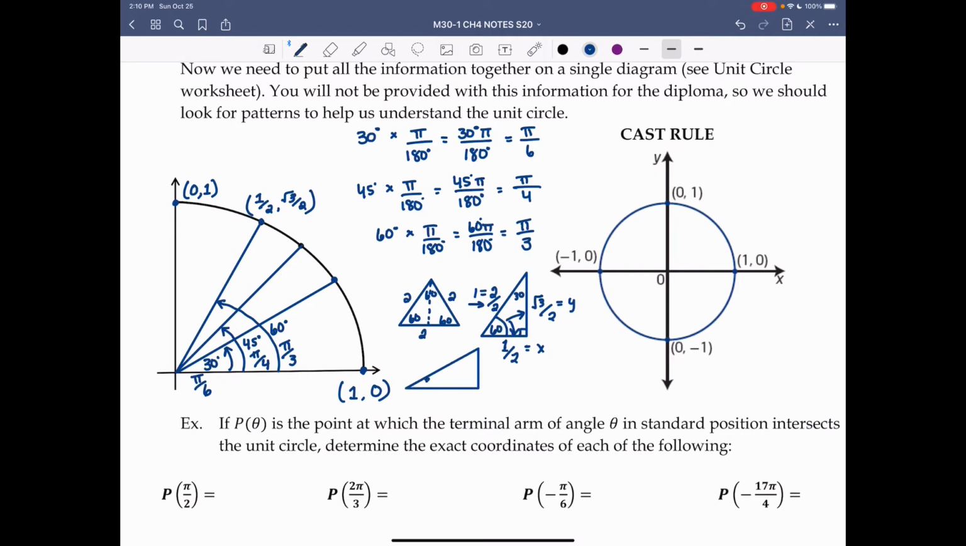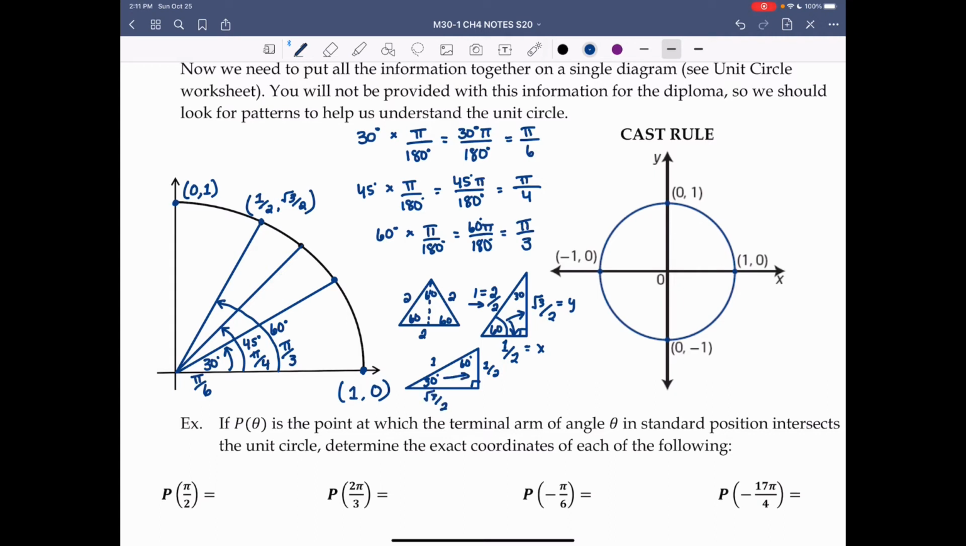Bottom left angle is now the 30 degrees. Top angle is 60. Our right angle is in the bottom right still. Our hypotenuse is 1. The side opposite from 30 is 1 over 2. And the side adjacent to 30 is root 3 over 2.